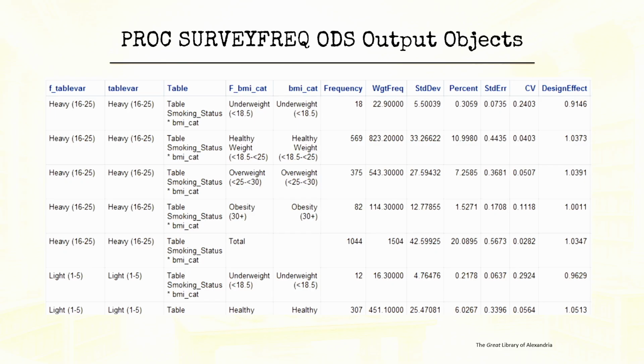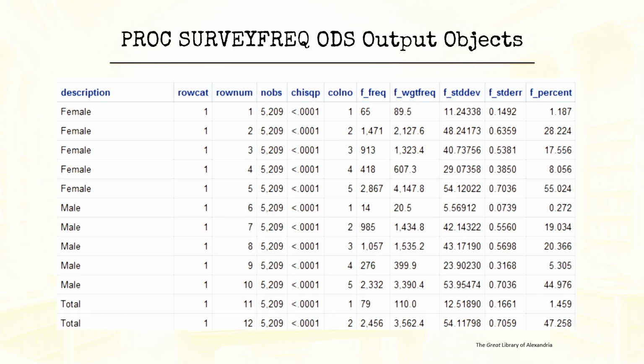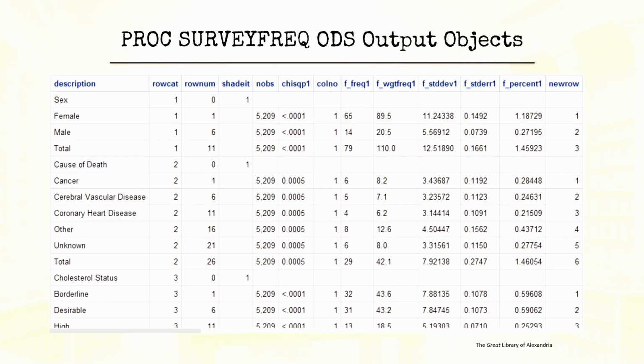The first step is to basically combine ODS output objects for BMI categories and setting different table variables into a single database. And next, we're going to split the data set into different BMI categories and totals, because the PROC SURVEYFREQ output comes out with rows that are for each element and that give you a total row.